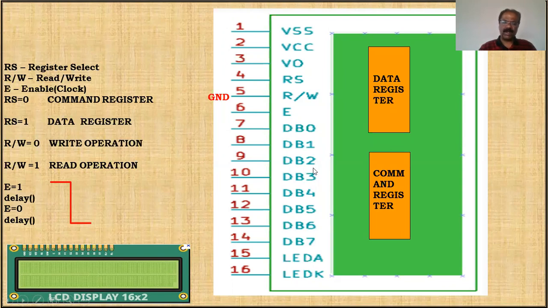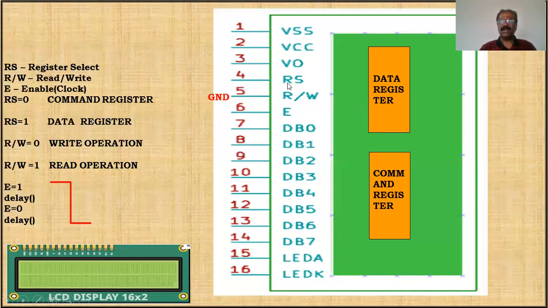Then if you want to write any data into data registers or command registers, we have to use data lines from DB0 to DB7. That is nothing but pin number 7 to pin number 14. But somebody has to be there to identify whether we have to use data register or command register. That is decided by the signal called register select.